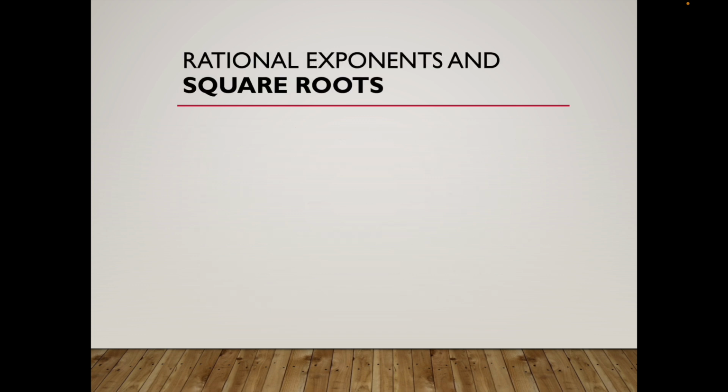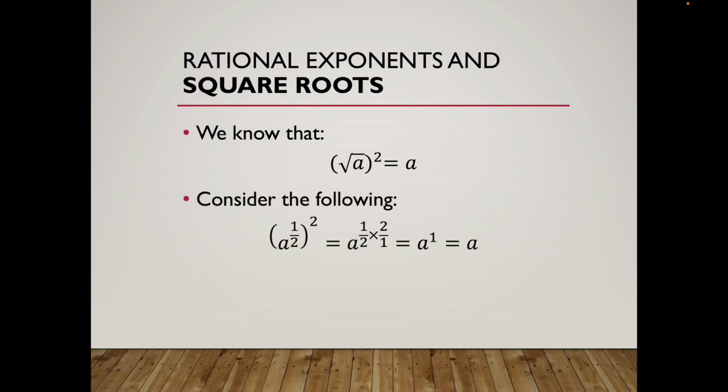Now if we talk about rational exponents and square roots, the first thing that you might already know, especially when you're solving an equation, is the square root of a to the power of 2 is equal to a. You can think of this as the 2 on the outside canceling the radical symbol, and then you're just left with a. However, there is something deeper that you need to know.